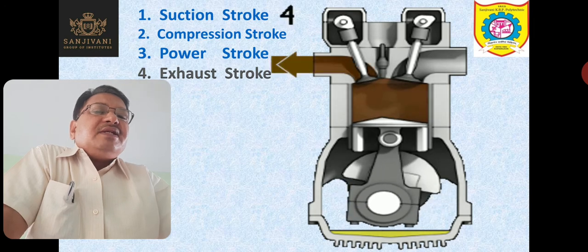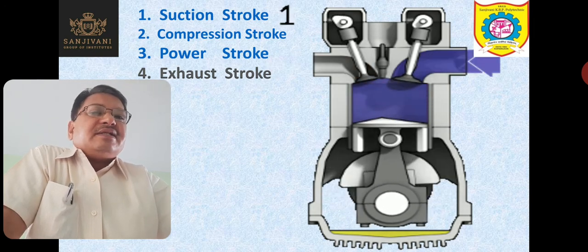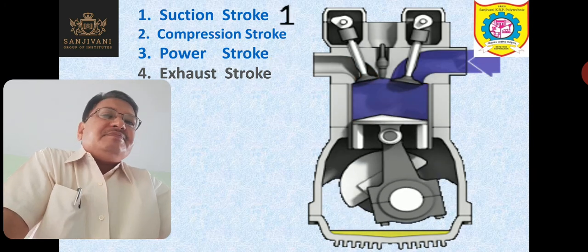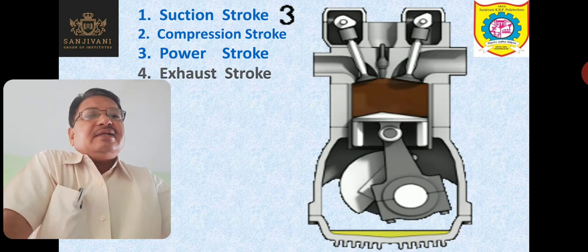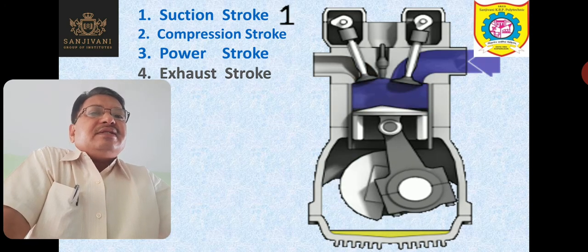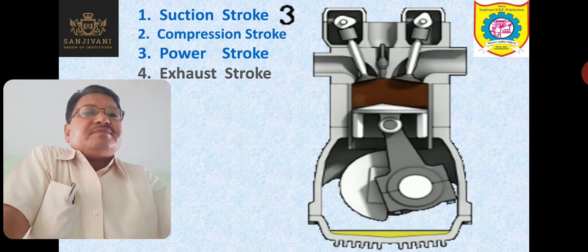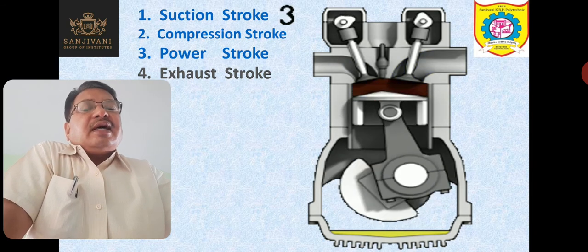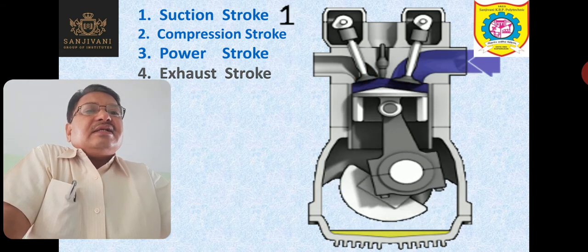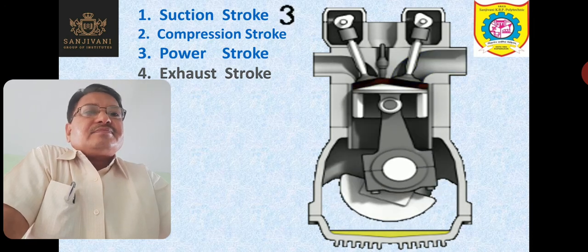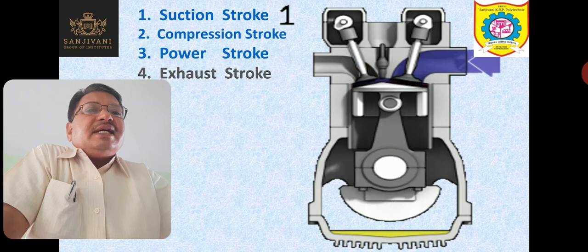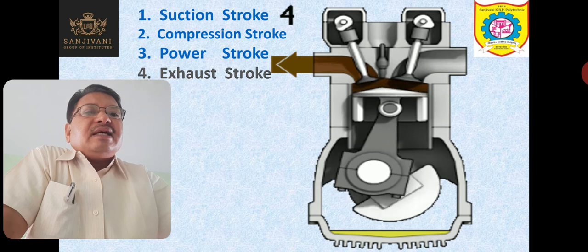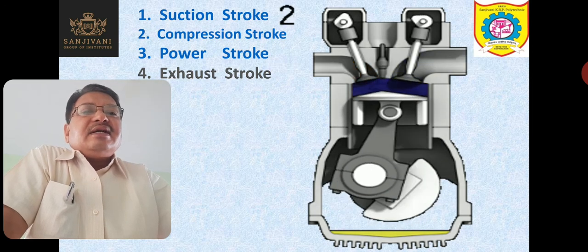Now again, when the piston reaches the bottom dead center, you will find that the piston again starts its journey in the upward direction, right? During this stroke, that is the exhaust stroke, the exhaust valve is open, and when the exhaust valve is open, the exhaust gases move outside the engine cylinder. Now once again the inlet valve will be open and the suction stroke will take place, and in this way the cycle is continued.